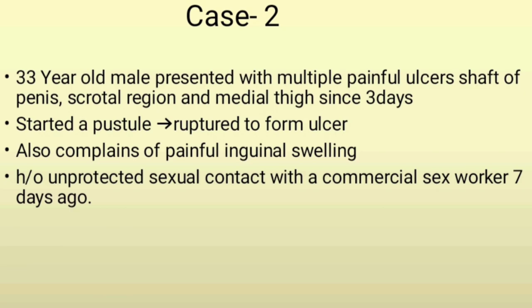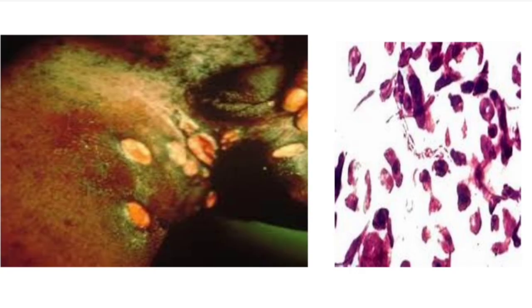Coming to the lesion, it contains multiple well-defined non-indurated ulcers with purulent base, which bleeds on manipulation, and the tissue was taken for gram smear that shows multiple coccobacilli that are arranged linearly, giving a school of fish appearance. So the diagnosis would be chancroid.